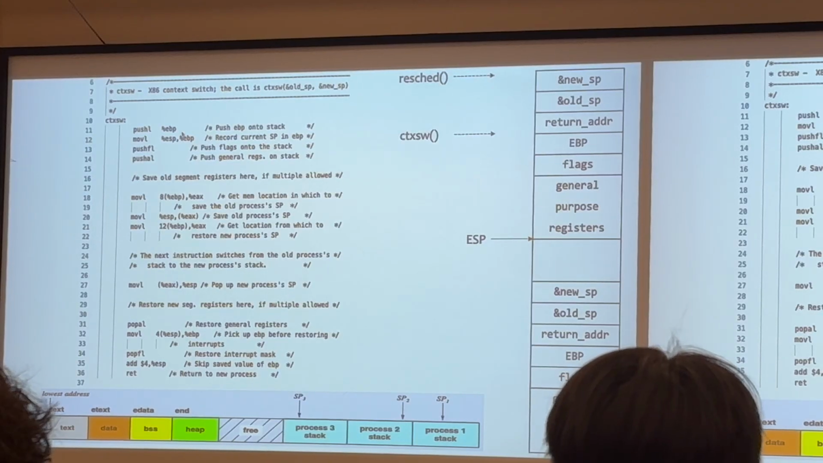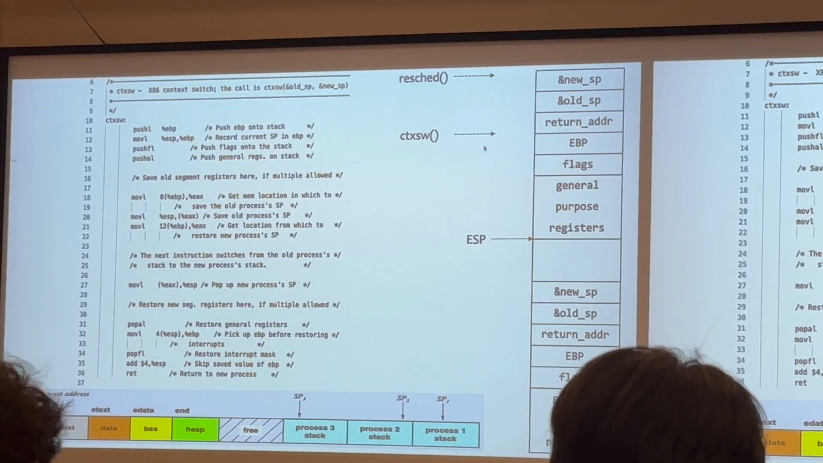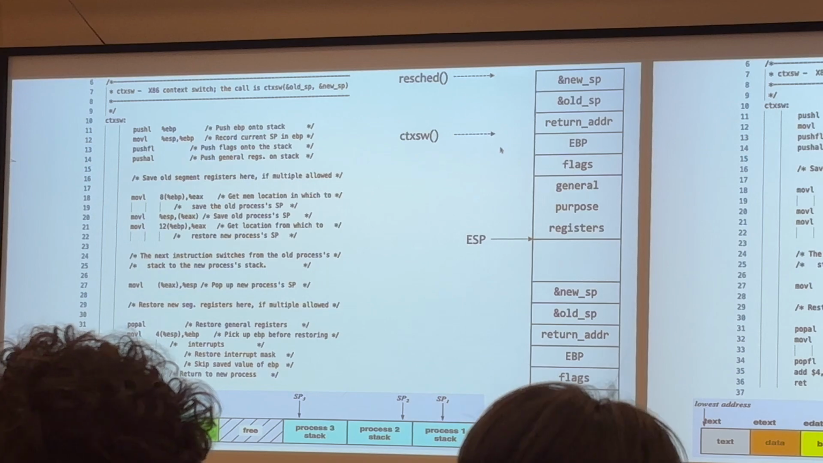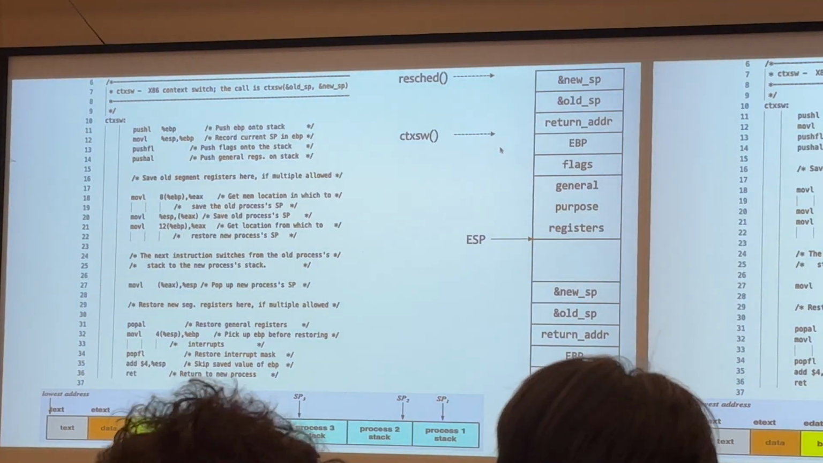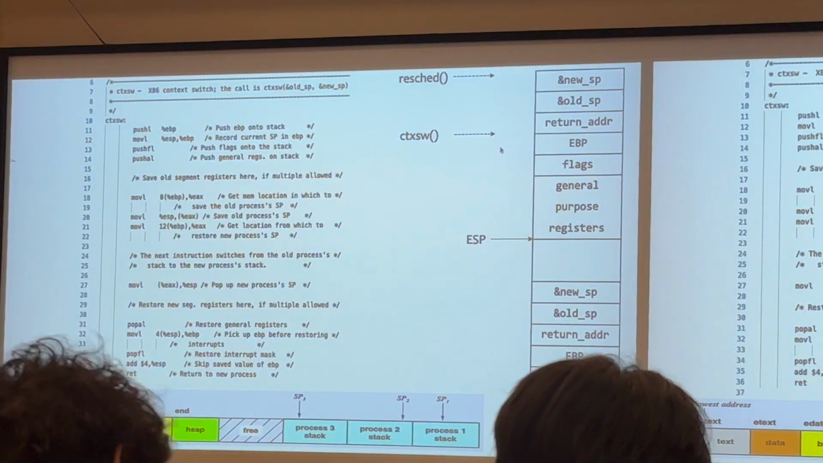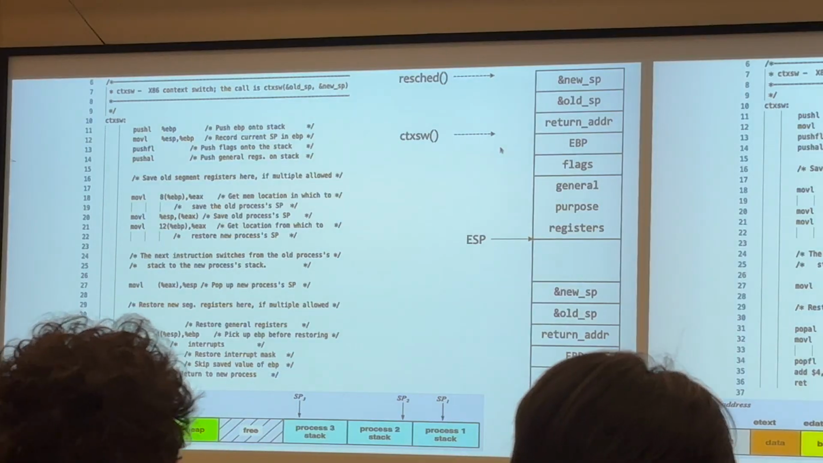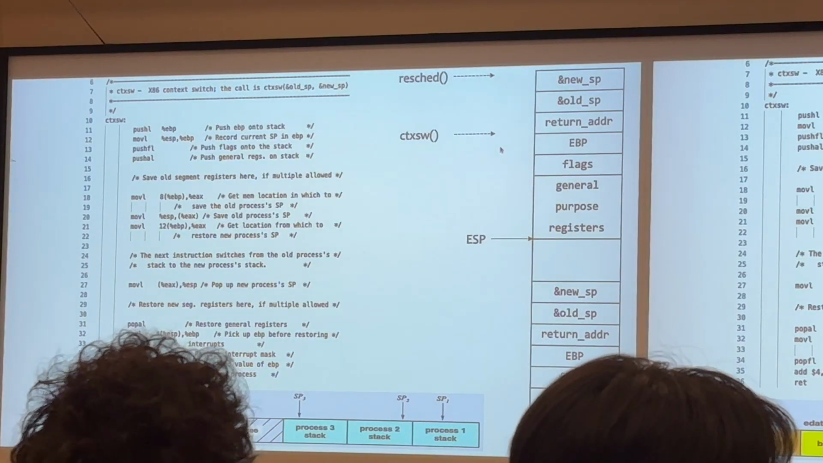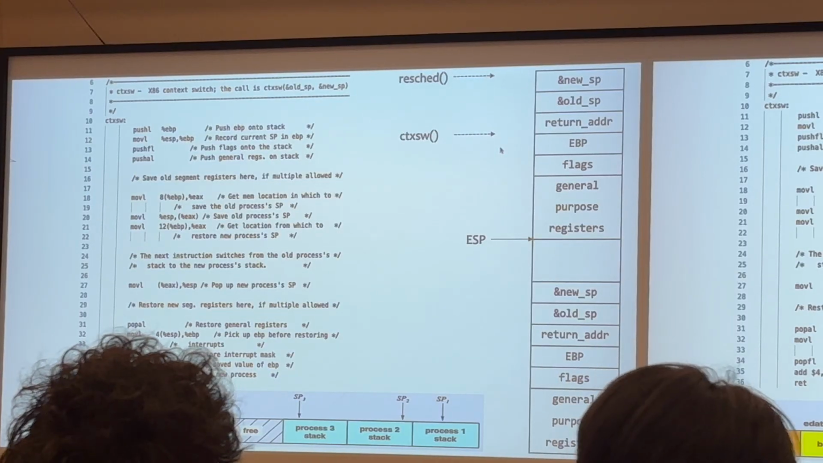At line 12, we move ESP to EBP. What does this mean? We explained it in the previous lecture. We move ESP to EBP. What is the implication of this line? Where the stack currently is now becomes the base.